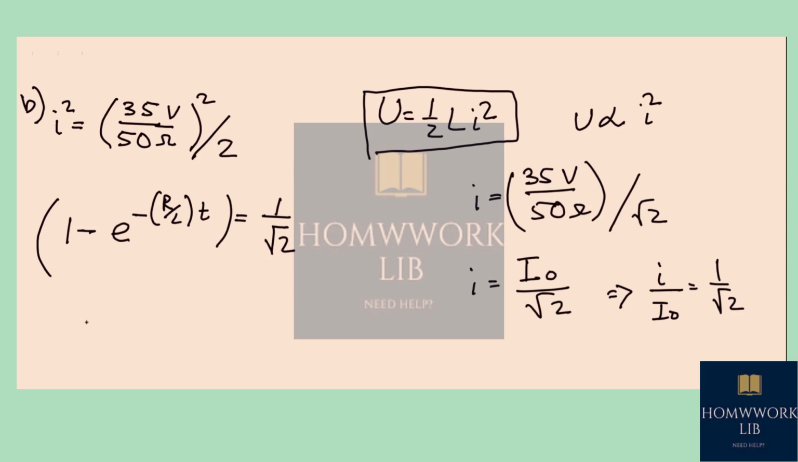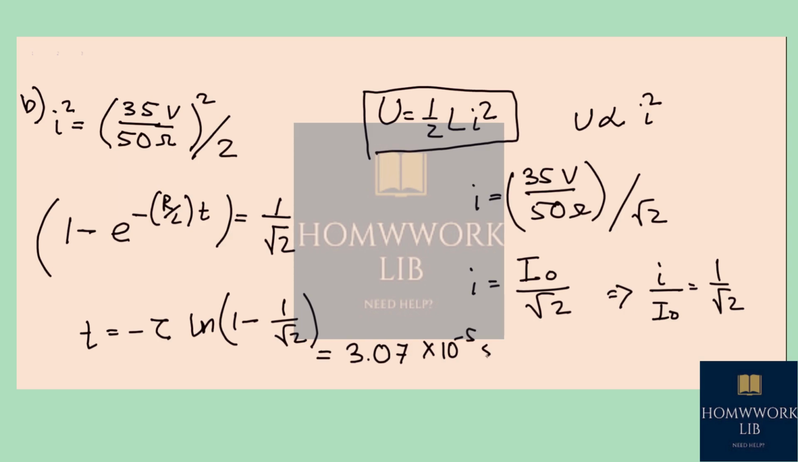So now if we solve this, we'll see that t is equal to negative tau log base e 1 minus 1 by square root of 2. And now if we use the given numbers, we'll see that the time is 3.07 times 10 to the power negative 5 second.